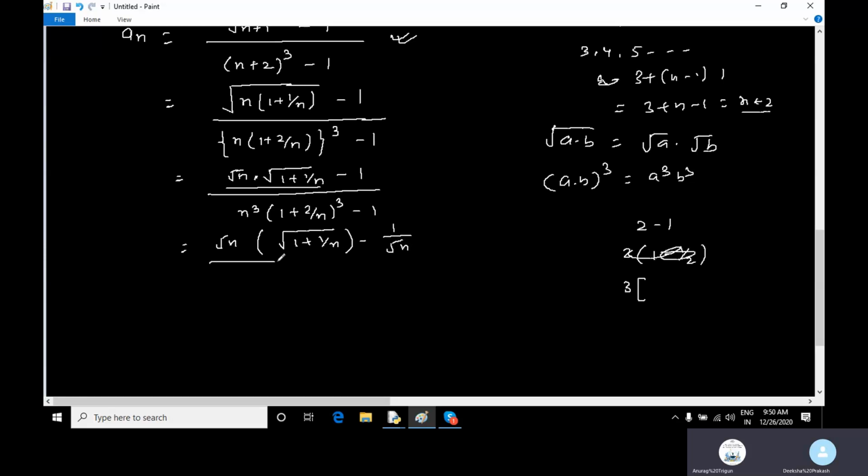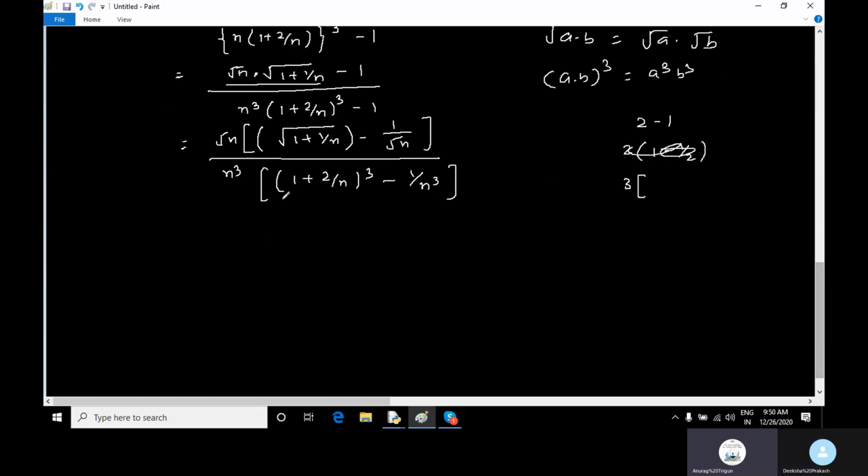Any doubt in this now? No, sir. And here, if you take n cube outside similarly, 1 plus 2 by n cube minus 1 by n cube. Now you can write the whole bracket, because now root n and this one are common for all. Now this has a power of half, this has a cube. So a power m by a power n is a power of m minus n, right? So I can write 1 by, bringing it down, 3 minus 1 by 2, which becomes 5 by 2.